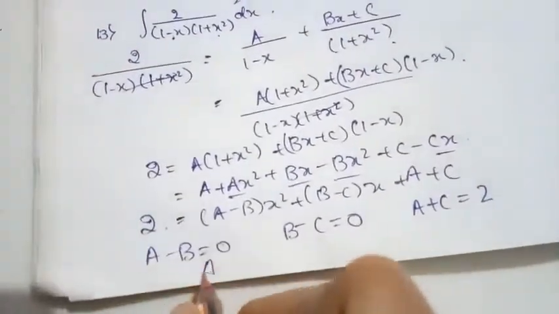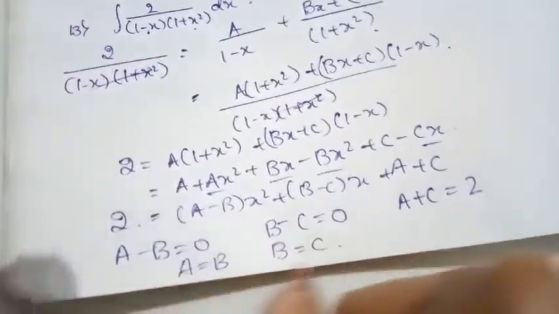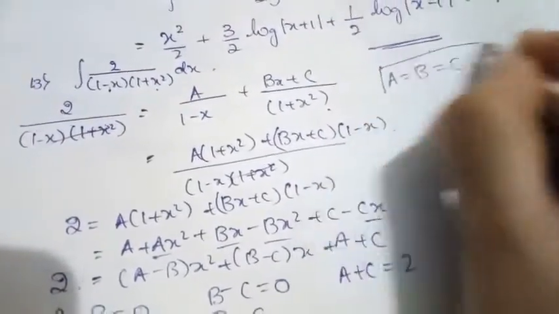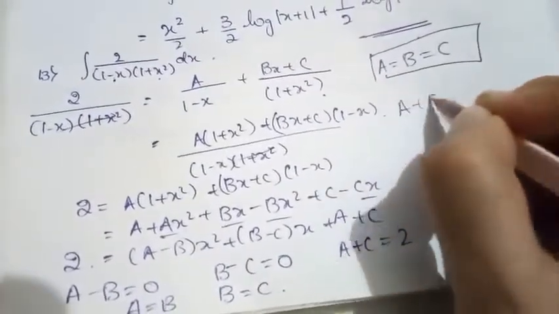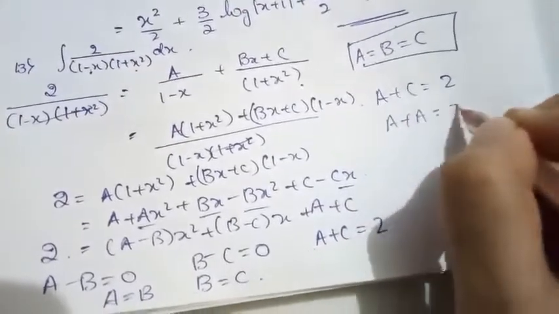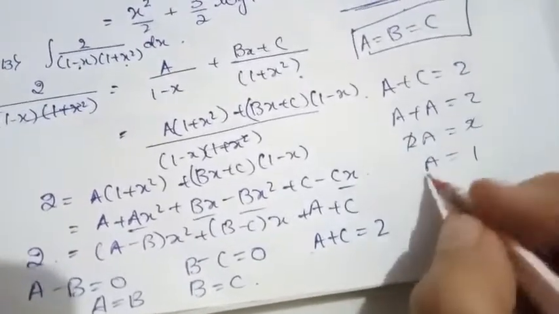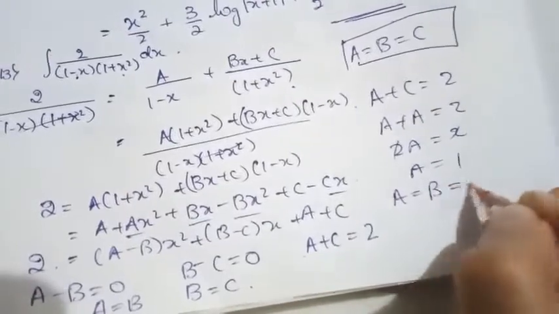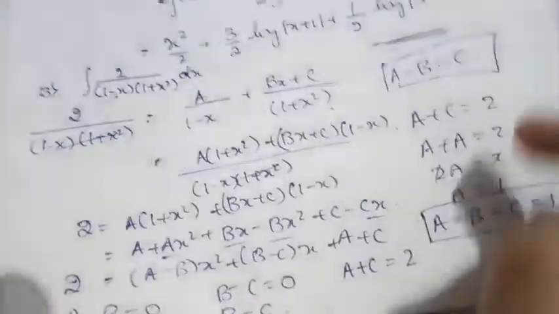By this I can say that A is equal to B, and through this that B is equal to C. By combining these two, A is equal to B is equal to C. That means all three values are equal. So here A plus C is equal to 2 means A plus A is equal to 2, 2A is equal to 2. So the value of A is equal to 1. That implies A is equal to B is equal to C is equal to 1. So we got the values of the three variables.